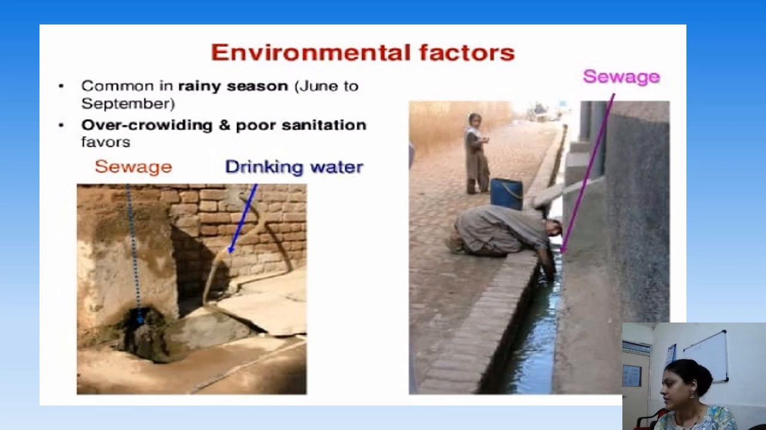Now, what are the environmental factors? It is commonly seen during the rainy season from June to September. Overcrowding and poor sanitation are the factors which favor the spread of the disease. If the drinking water supplies are not safe, if there is a mixing of sewage water and drinking water, then it will easily facilitate the spread of the virus. Poor sanitation and people living in very close contact, in crowded houses, lead to a faster spread of the disease.